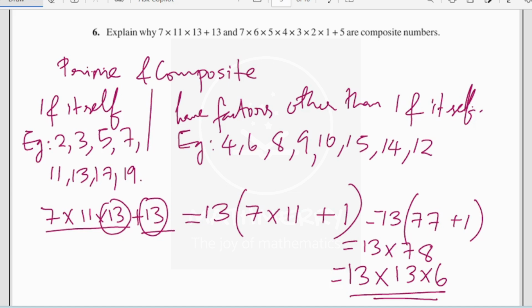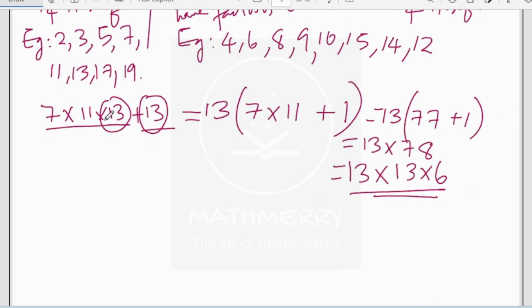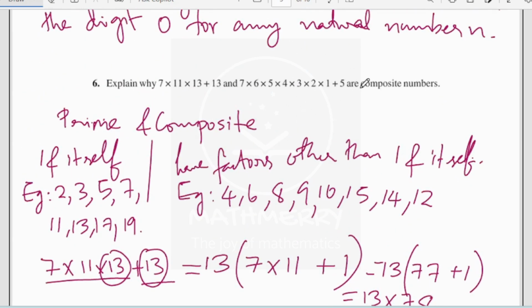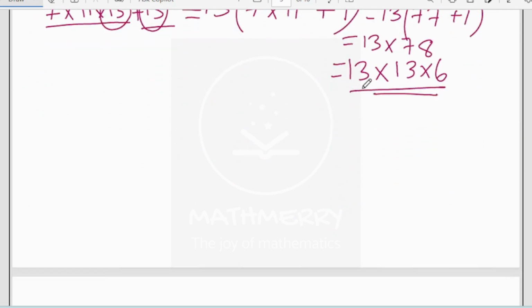Now, understanding the other one. If you look at this expression, we have 6 and 13 as the factors. Now we are going to check the other one. The next one is 7 into 6 into 5 into 4 into 3 into 2 into 1 plus 5.